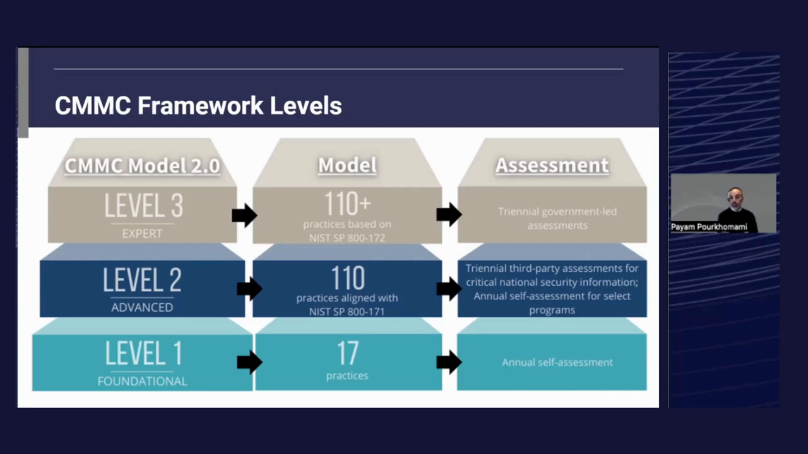CMMC Level 3 includes all CMMC Level 2 requirements, plus 24 additional requirements selected from the NIST SP 800-172. It's also important to note that DIBCAC's available bandwidth for assessments will constrain the number of contracts that may have Level 3 requirements. So most contractors may not be required to be Level 3 compliant. So with that, I hope this gives you a good overview of the CMMC program.